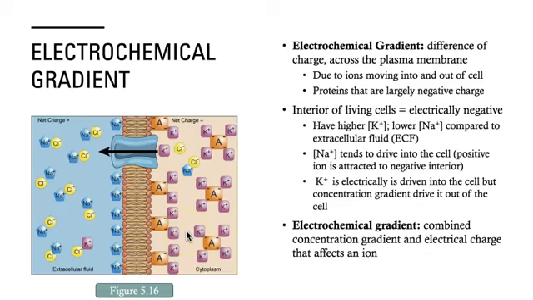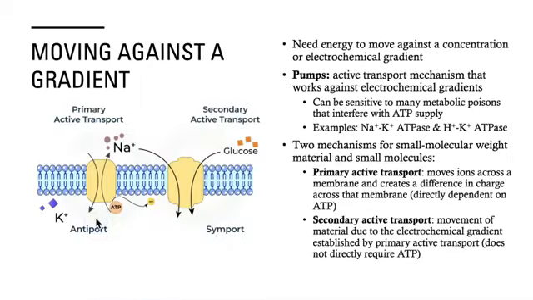So together we are going to have an electrochemical gradient, meaning that we're thinking about the concentration gradients from, let's say, high to low, and also the electrical charge that affects the ion. All right, so moving against that gradient in active transport means that we're going to need some energy to be able to do this. So we're going to call upon our friend ATP.